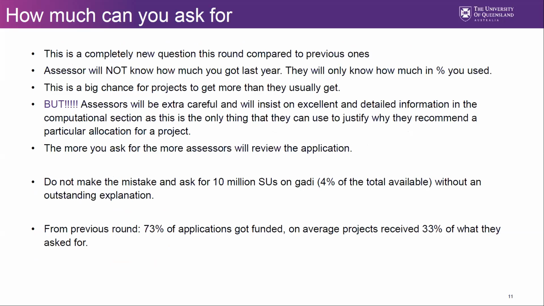Okay, so now comes the thing, how much can you ask for? And this is where things are going to be interesting this year. And that is because assessors will actually not know what you had last year. So what they will see is the percentage of your allocation you used. So 90, 100, 80, 50, whatever it is. And so there is actually a big chance for people to ask what they actually need and what they would like to see.